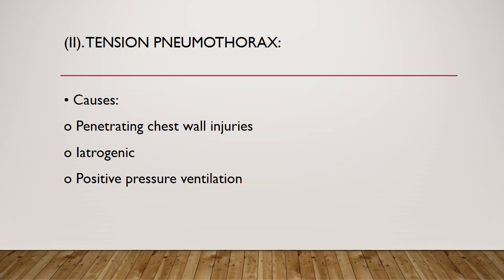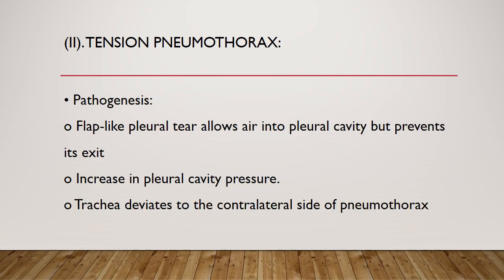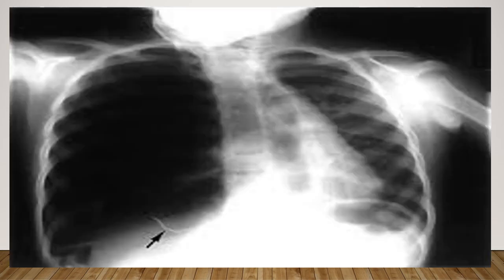So the causes of tension pneumothorax are penetrating chest wall injuries, iatrogenic causes, or positive pressure ventilation. The flap-like pleural tear allows air into the pleural cavity but prevents its exit, because the flap is a one-way flap, and it increases the pressure in the pleural cavity. The trachea deviates to the contralateral side of the pneumothorax in tension pneumothorax.